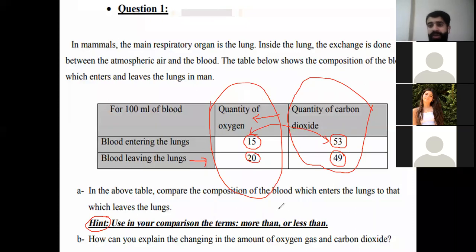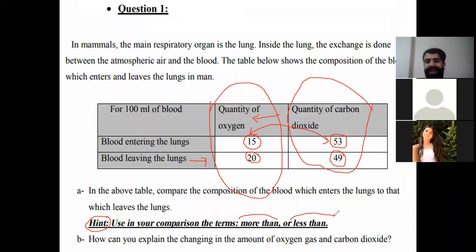I want to give you this hint. Have you used the comparison more than or less than? You have to use these terms: more than, less than, higher or lower. But I prefer to use more than or less than right now. Like in math, for example, 5 is more than 3, or 3 is less than 5. So let's start step by step.